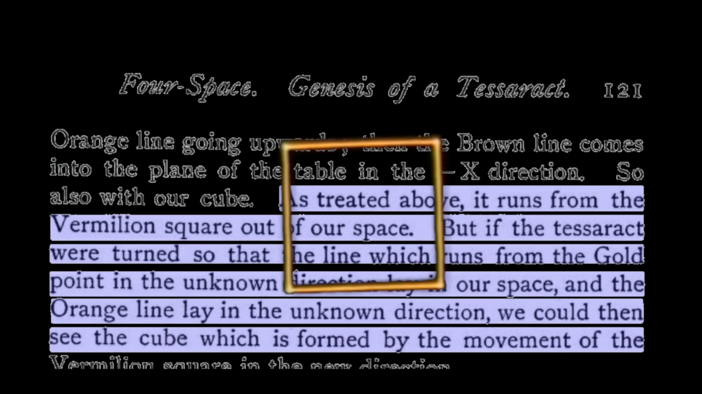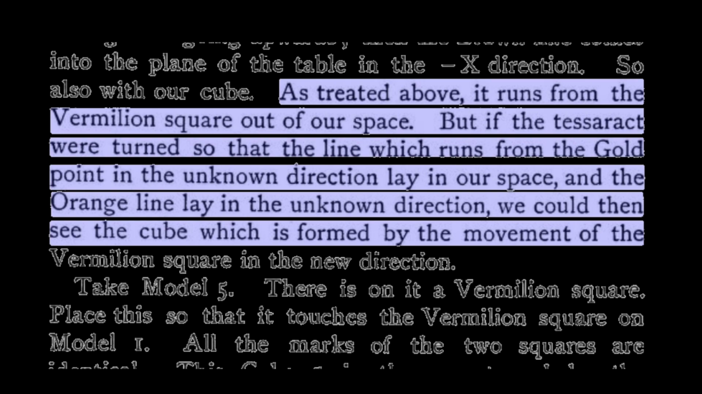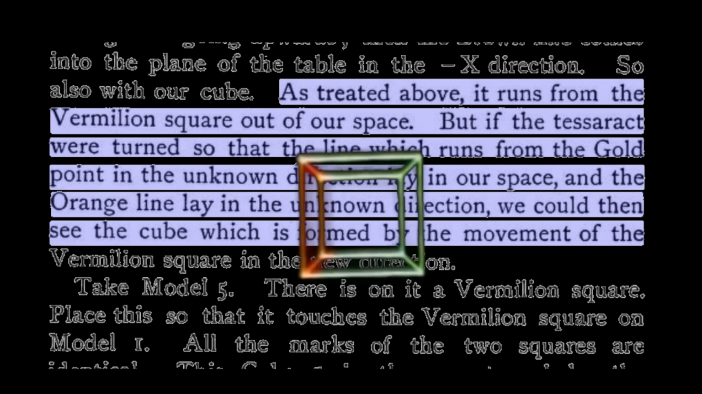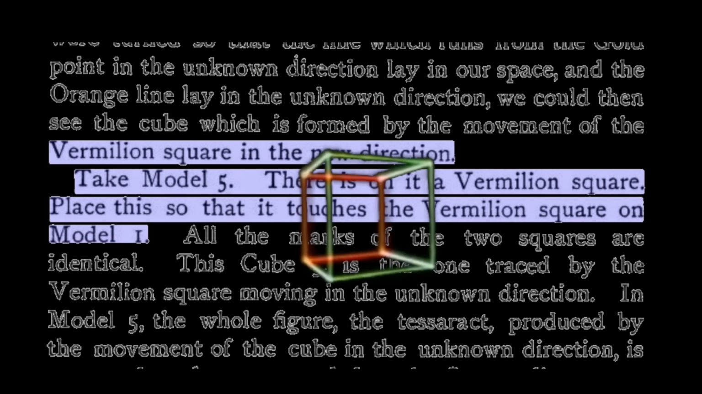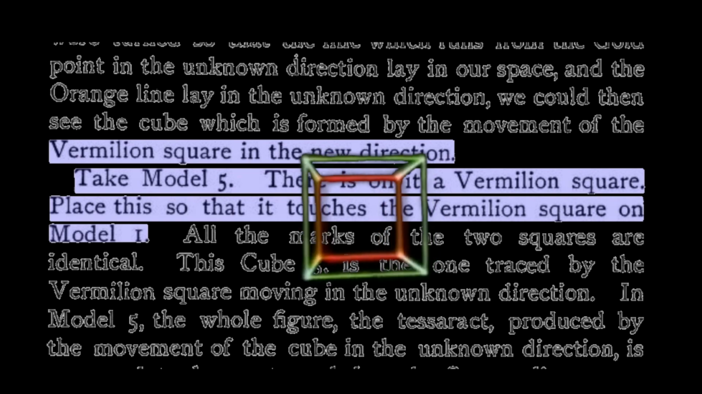So also with our cube, as treated above, it runs from the vermilion square out of our space. But if the tesseract turns so that the line which runs from the gold point in the unknown direction lay in our space, and the orange line lay in the unknown direction, we could then see the cube which is formed by the movement of the vermilion square in the new direction.